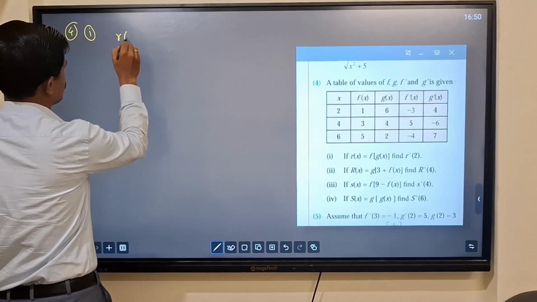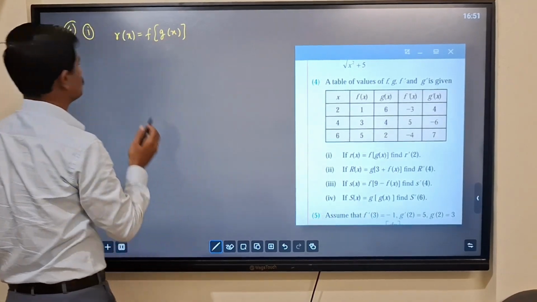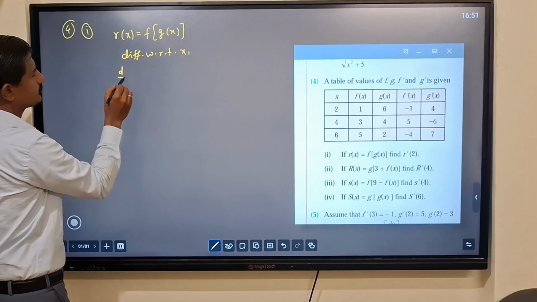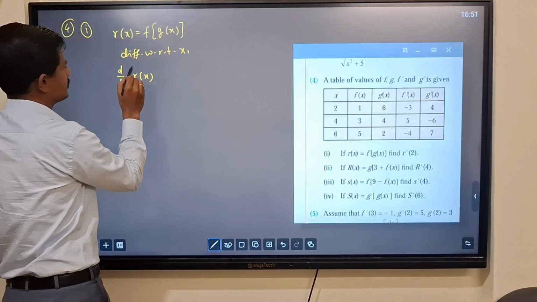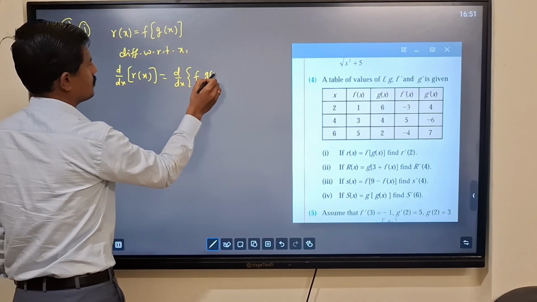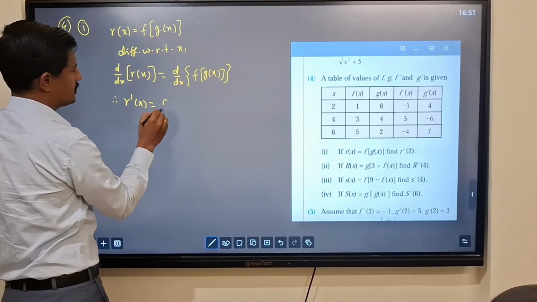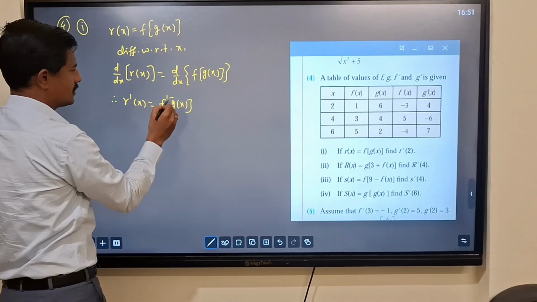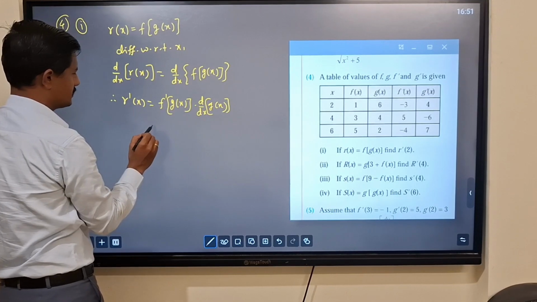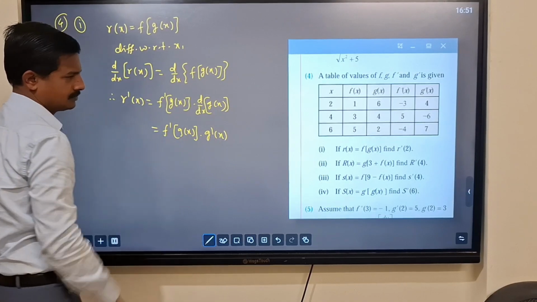Now see, this is r of x is equal to f of g of x. Now we want to find out r prime of 2. Now differentiate with respect to x. d/dx of r of x is equal to d/dx of f of g of x. This will become r prime of x equal to f prime of g of x times d/dx of g of x. Differentiation of g of x becomes g prime of x. So f prime of g of x into g prime of x.